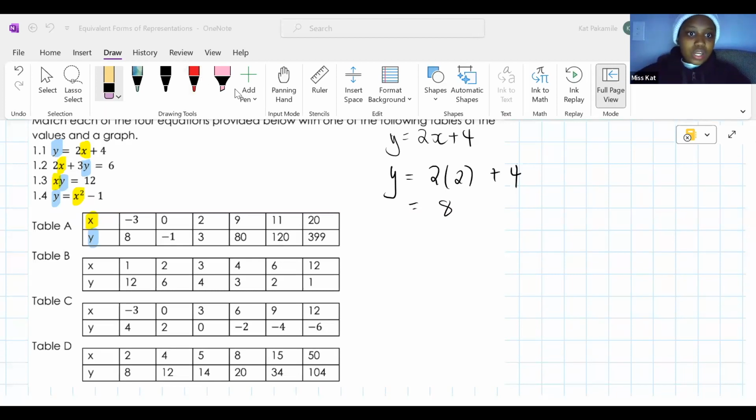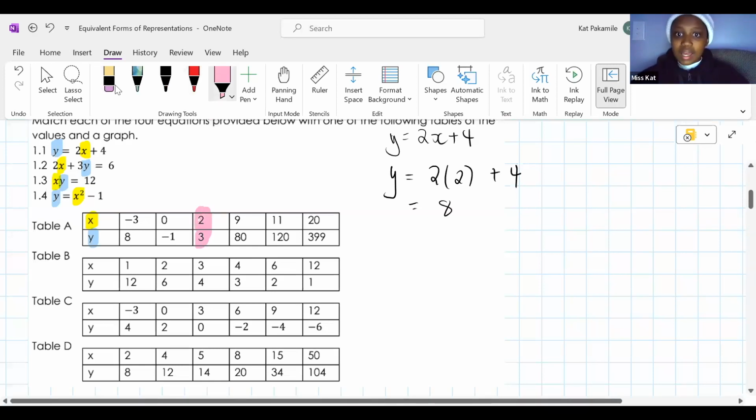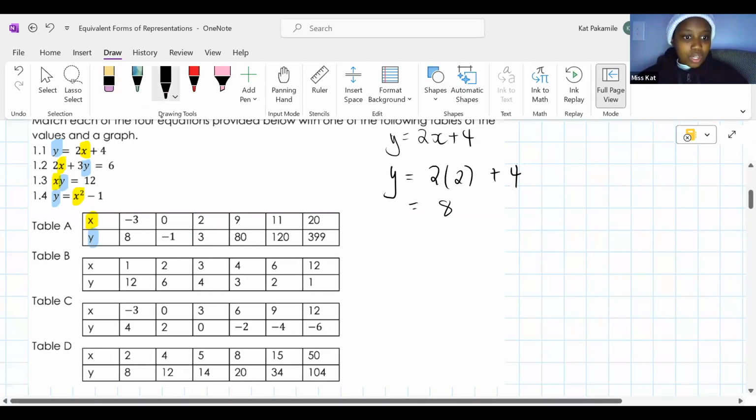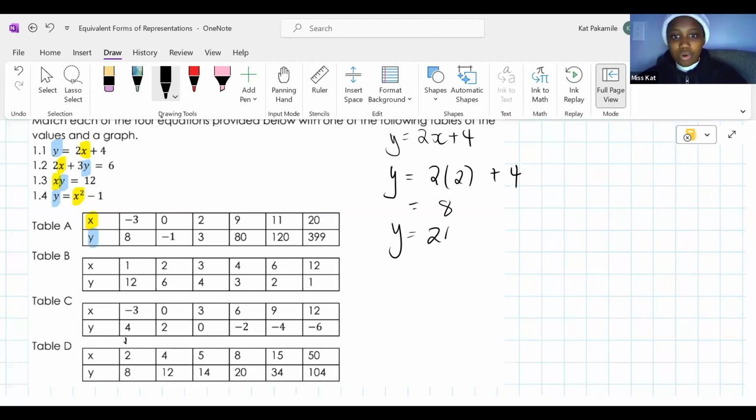Input of 2, output of 8. It cannot be table A: in table A, when you input 2, you get an output of 3. Yes, it's table D. When you input 2, you get an output of 8. Let's try it with a different input: 2 times 4 plus 4 gives 12. So indeed, table D matches up with 1.1.